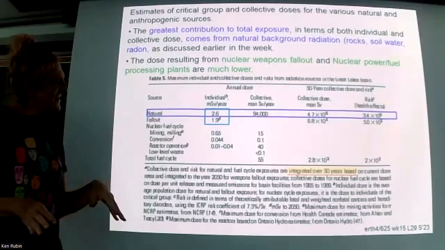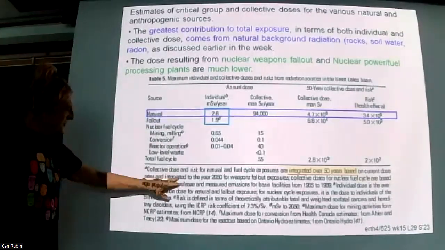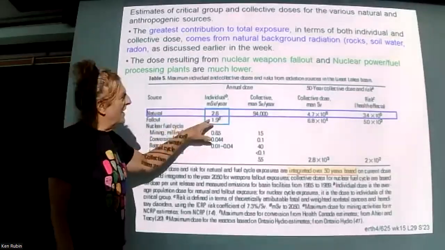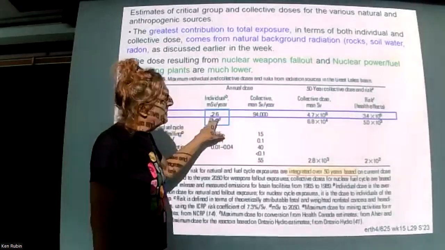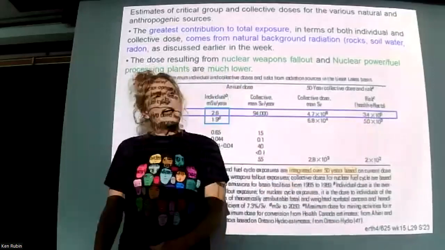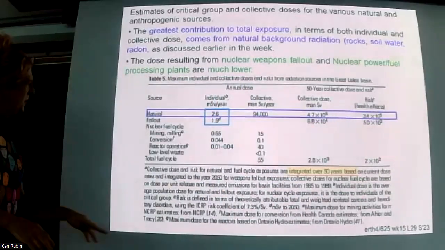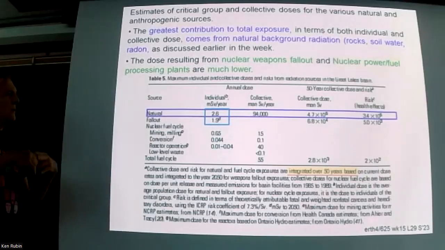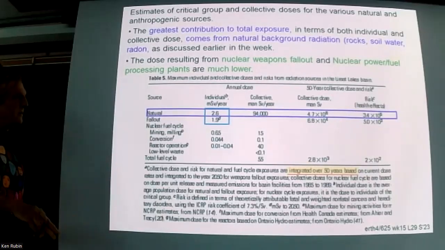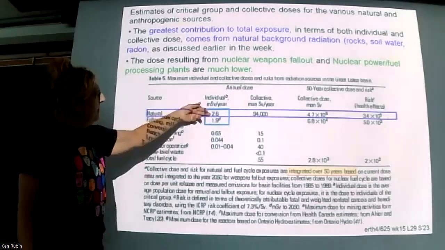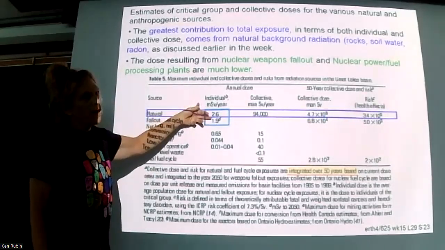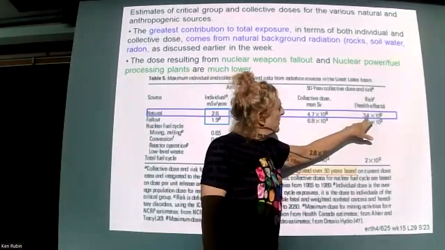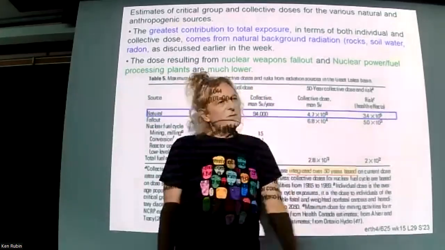Fancy math is done to them to convert them into risks. You can read down in the table how it's done. And somehow the fallout risk ends up being a lot smaller than the natural risk. It's all justifiable, but it's how people get exposed and why they get exposed and what they're getting exposed to. But somehow these numbers, which are basically the same order of magnitude, almost the same, 2.6 and 1.9, turn into 3.4 times 10 to the 5th and 5 times 10 to the 3rd.